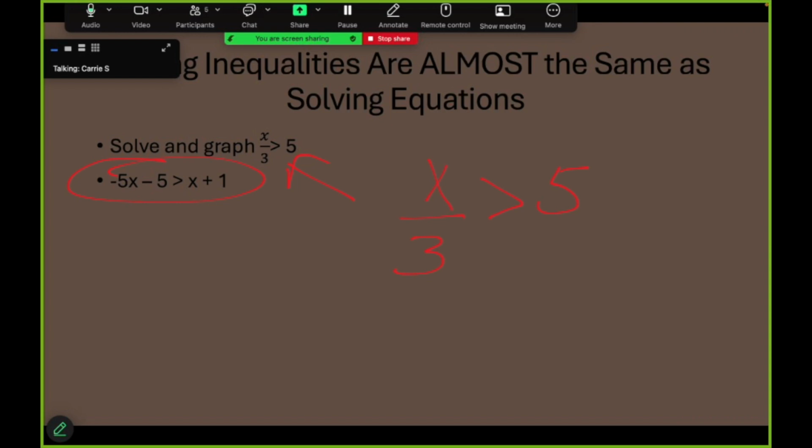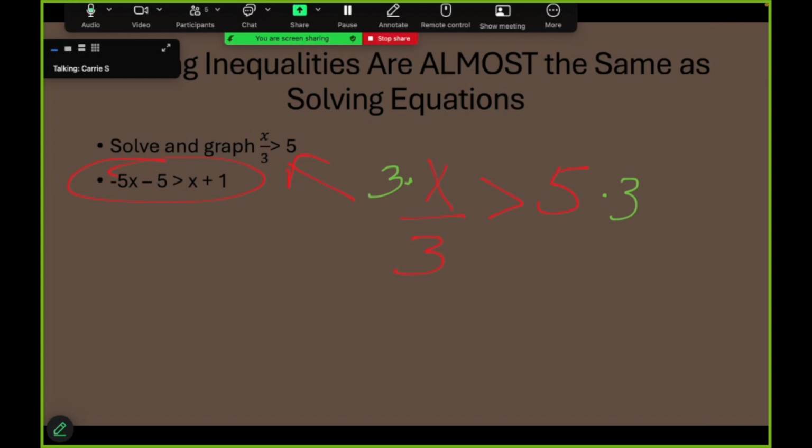How do I get the 3 off the denominator right there? Divide it. It's already being divided because it's on the bottom. How do we undo division? Multiply both sides. So I'm going to multiply by 3. If I multiply by something, do I have to switch the inequality?